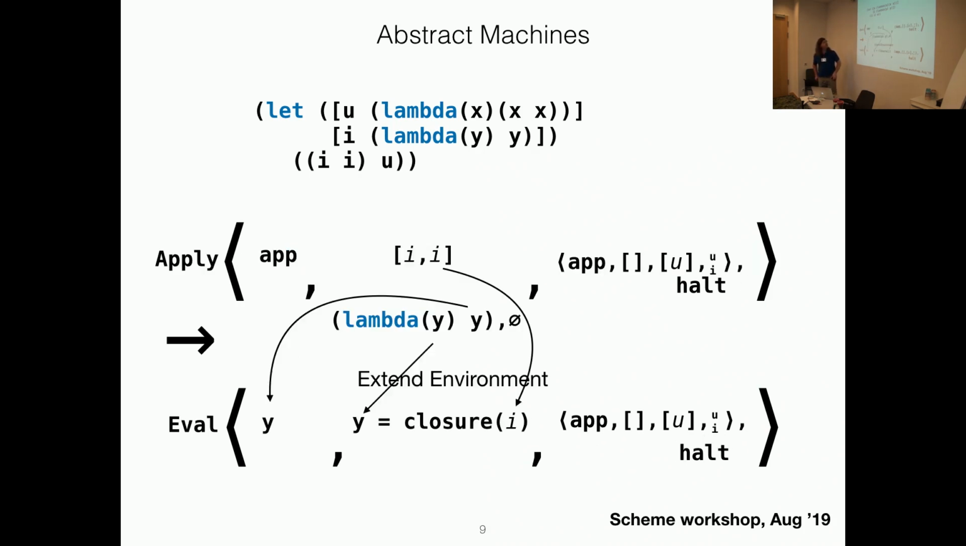So in this case, the value for the I here would be this closure of lambda yy with empty environment. So we take the body of the lambda, be ready to evaluate that next, bind the parameters to the values, and don't do anything with the stack.